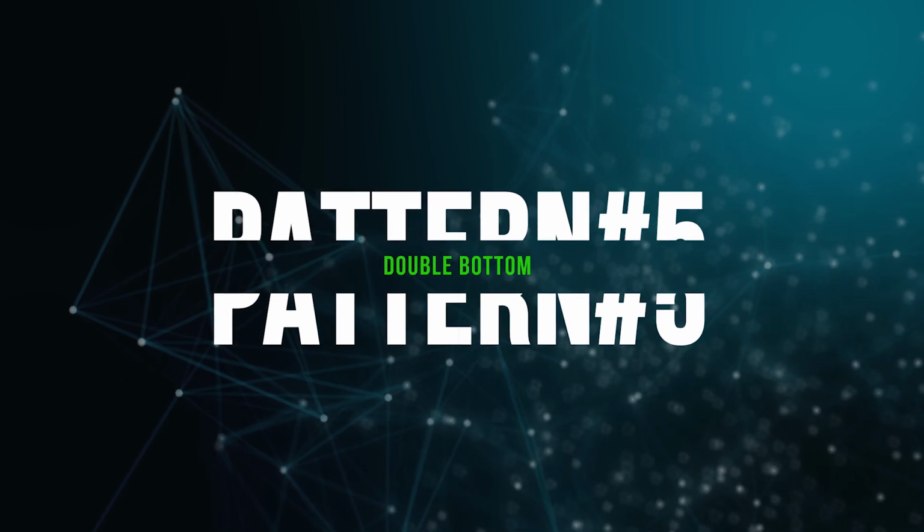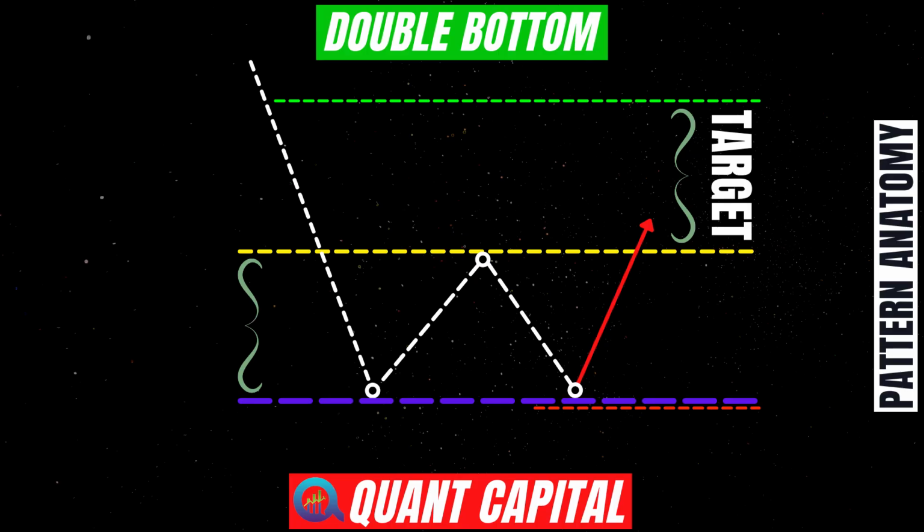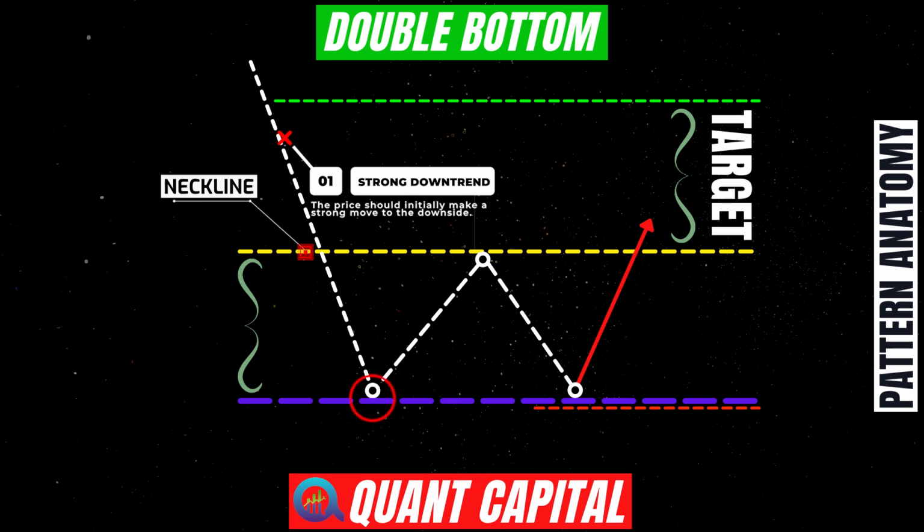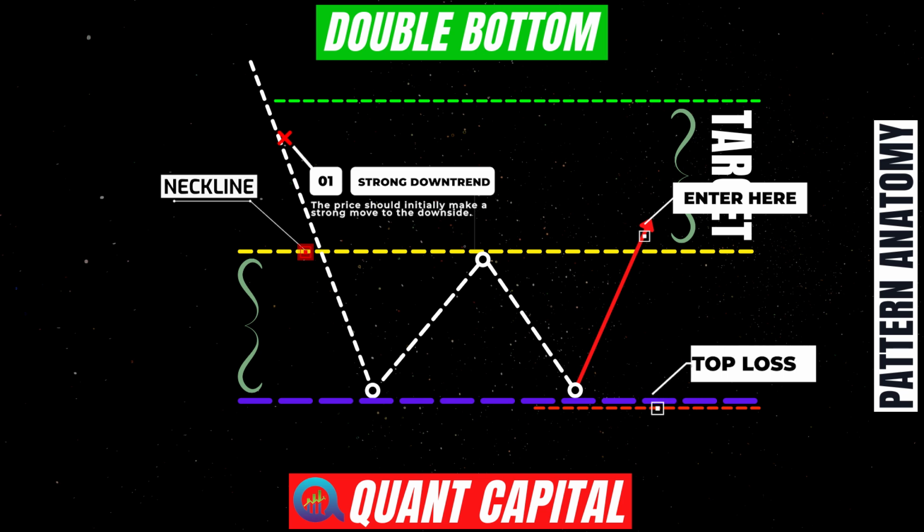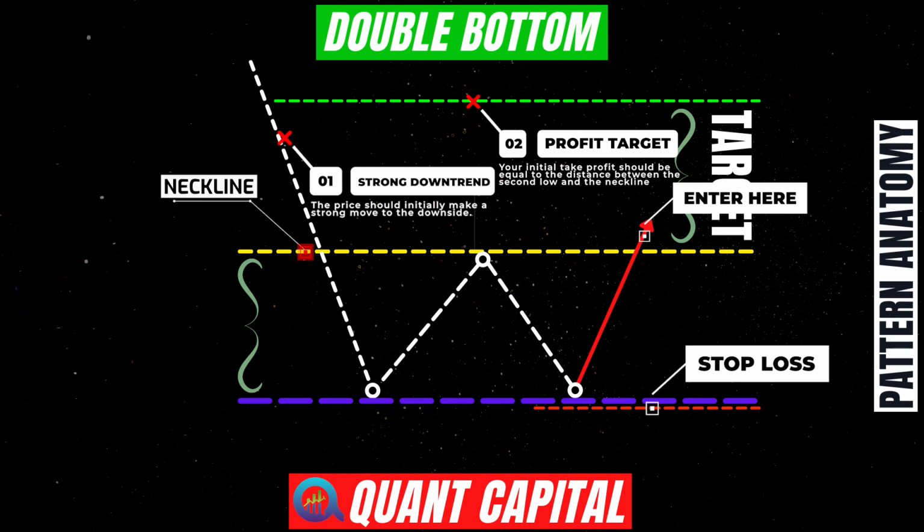So, moving on to the double bottom. A double bottom pattern is a bullish reversal pattern that is formed at the end of the downtrend. Like in the double top case, this pattern forms with two lows below the resistance level, which is known as the neckline. The first low is formed after a strong downtrend, and then the price pulls back to the neckline. After hitting back to its neckline, the price falls again to form the second low. We confirm our bias when the price breaks above the neckline. We should place a stop loss below the second low, while the initial take profit should be equal to the distance between the neckline and the second low.